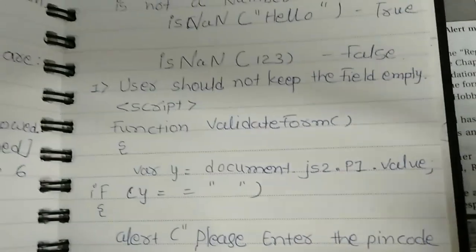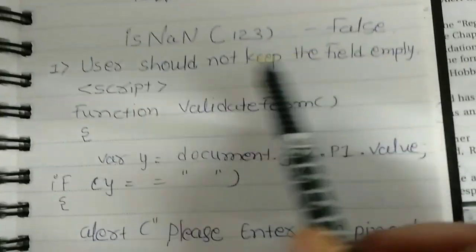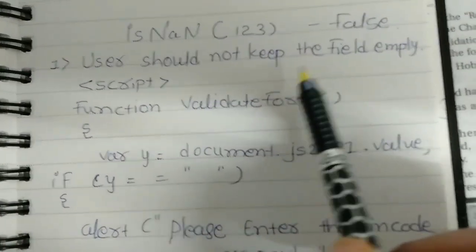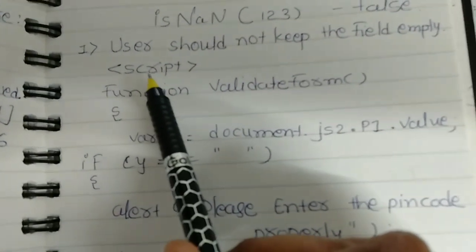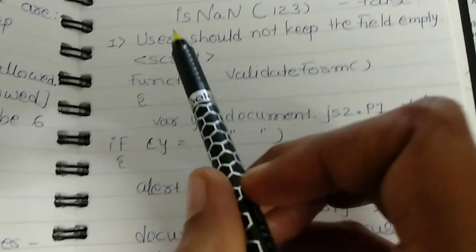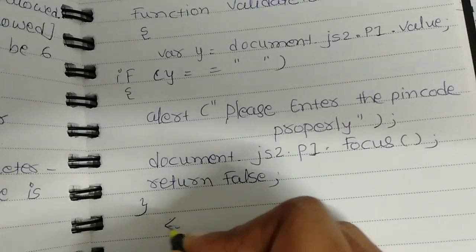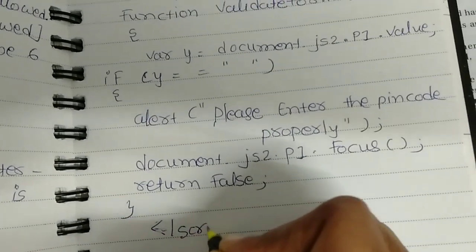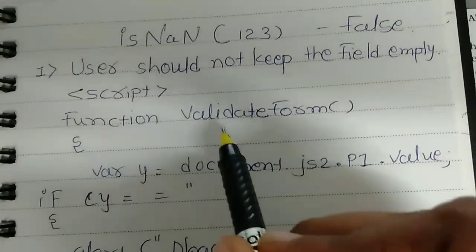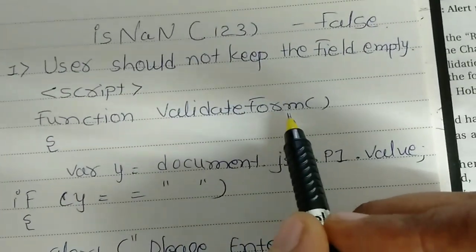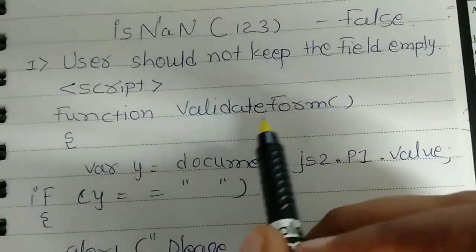For that you have to create a script. The script tag is a container tag, that's why you have to close your script tag. Here you have to close your script tag. Inside the script tag you have to create a function whose name is validate form. Whatever name you want to write, you can write it.